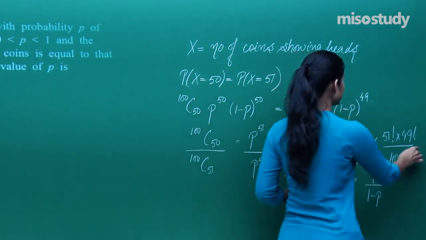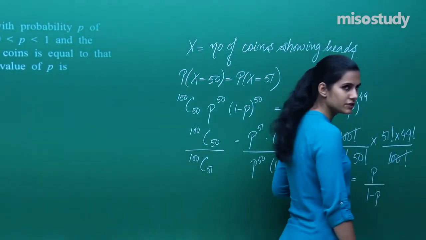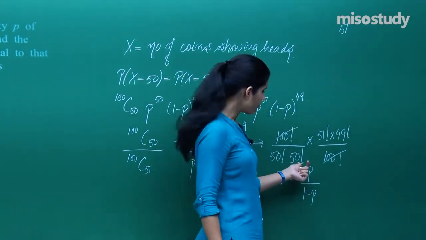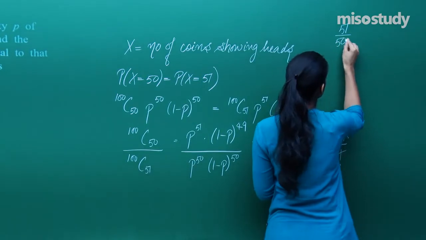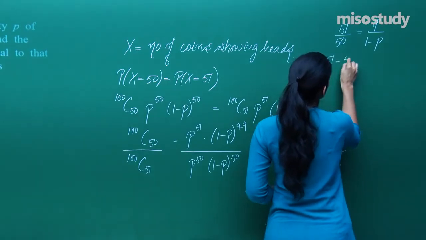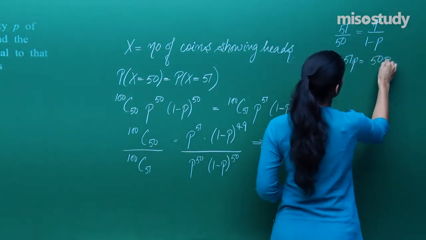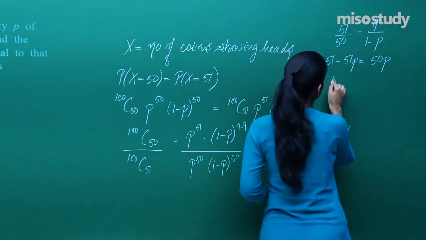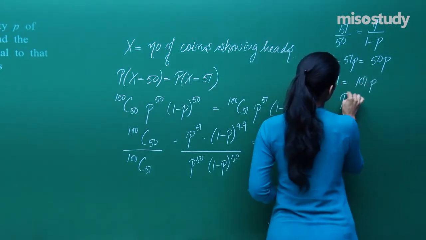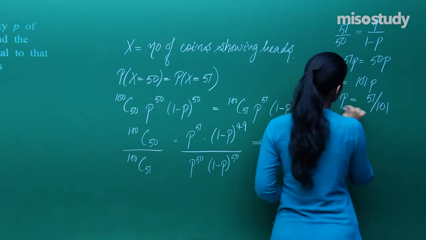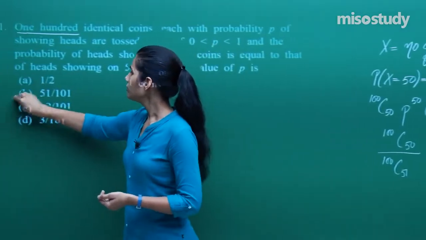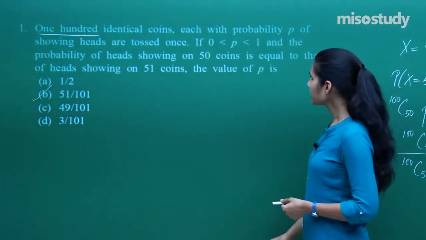So this becomes what? This gets cancelled out. You're left with 51 into 50 factorial, which gets cancelled. So you just have 51. Here you have 50 into 49 factorial, which gets cancelled. So you have 50. This is equal to p upon 1 minus p. So you have 51 minus 51p equals 50p, right? So you have 51 equals 50 plus 51, which is 101 p, or p is 51 upon 101. P's value is 51 upon 101. Clear? Let's look at the next question.